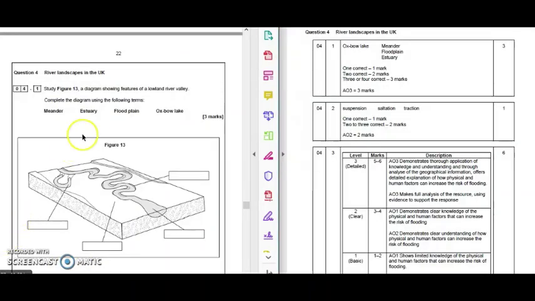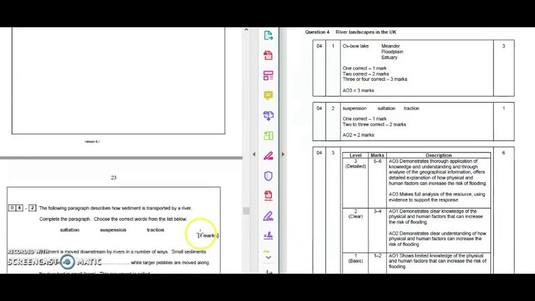4.1, study figure 13, a diagram showing features of the lowland river valley, and complete the diagram using the following terms. So first one here, that is an oxbow lake. This one here is actually not pointing to the river itself, but just next to it, this will be the floodplain. This bit here, this curved part of the river, that is the meander. And then finally, the last one is the estuary. So you get 1 mark for 1, 2 marks for 2, or 3 or 4, you get 3 marks.